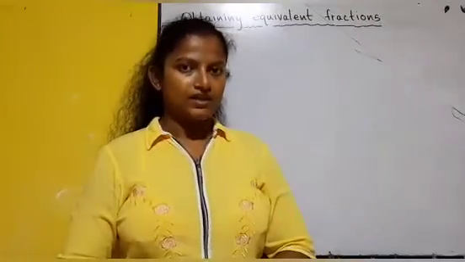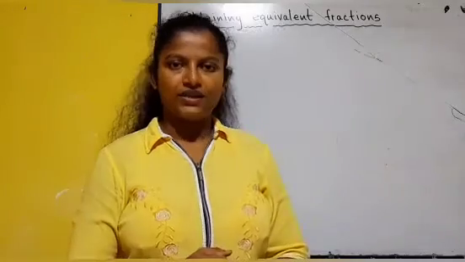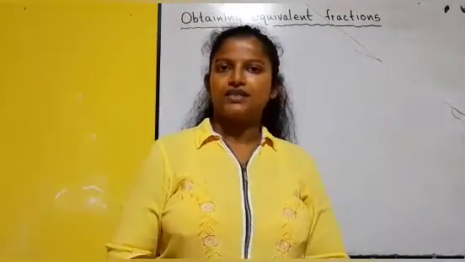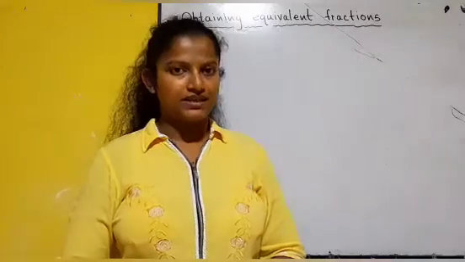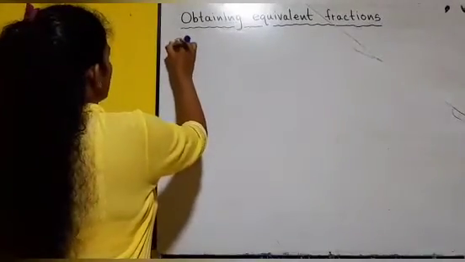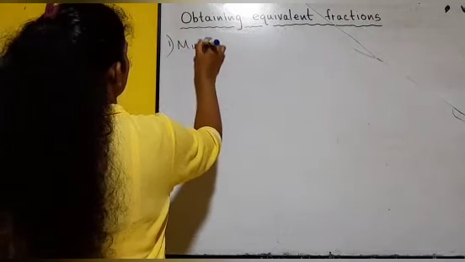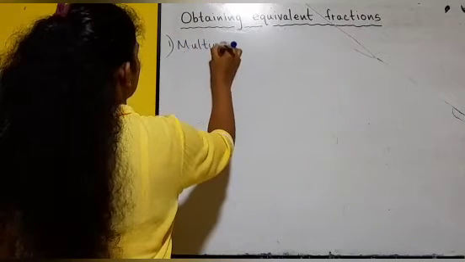Obtaining equivalent fractions. There are two methods of obtaining equivalent fractions. The first method is multiplying the numerator and denominator by the same number. We'll discuss the first method first. Multiplication method.